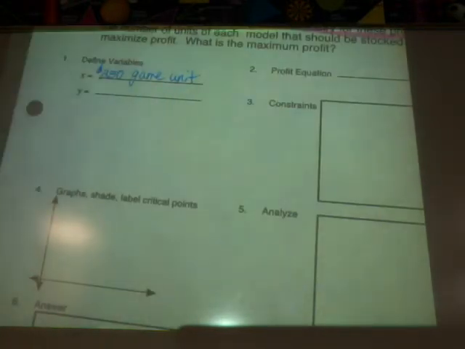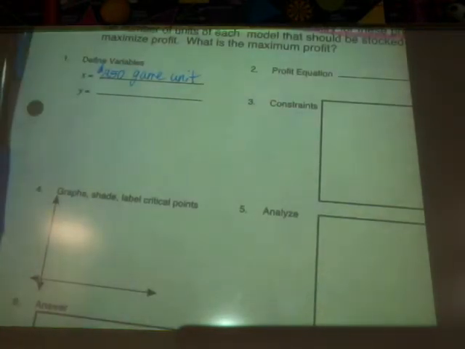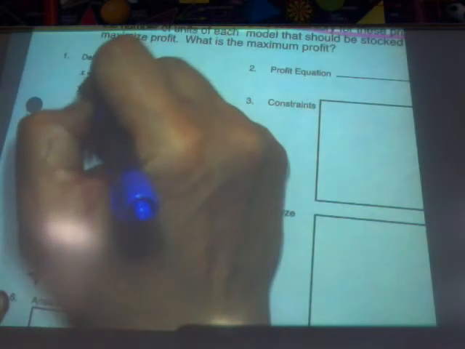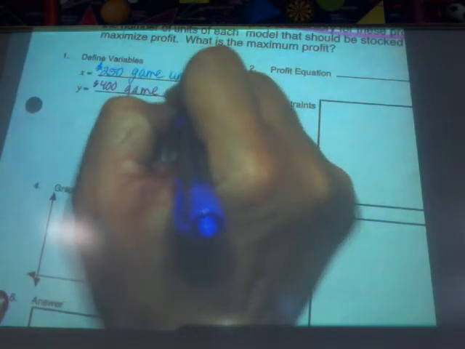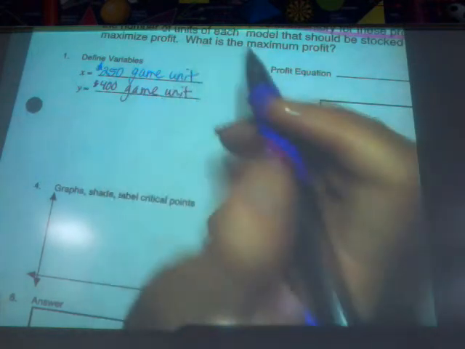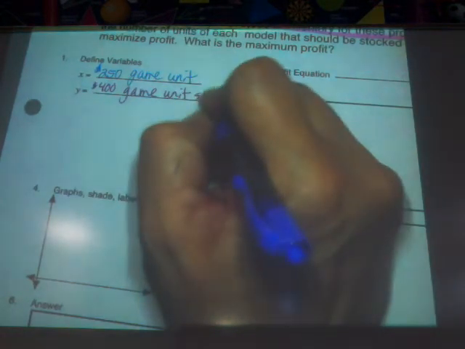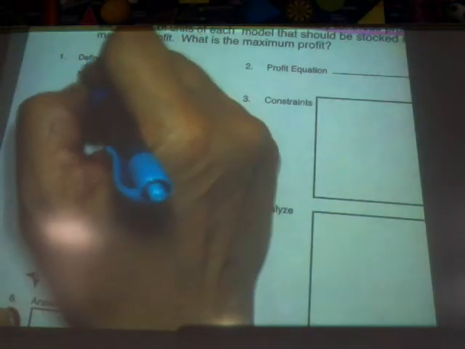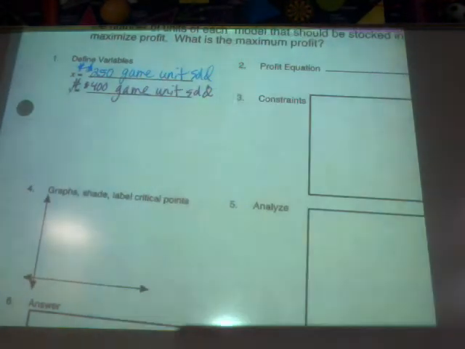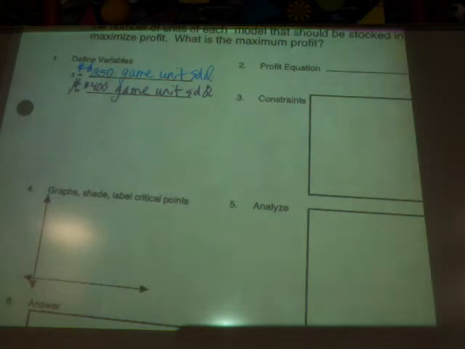And so what does that make Y? The number of $400 games sold, right? That's your very first step. You want to define your variables. What is it that we're talking about? What are we going to let X and Y be?